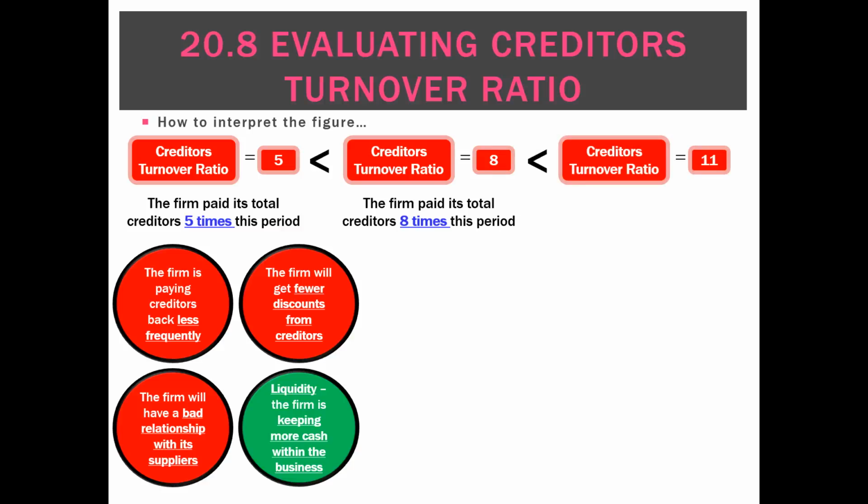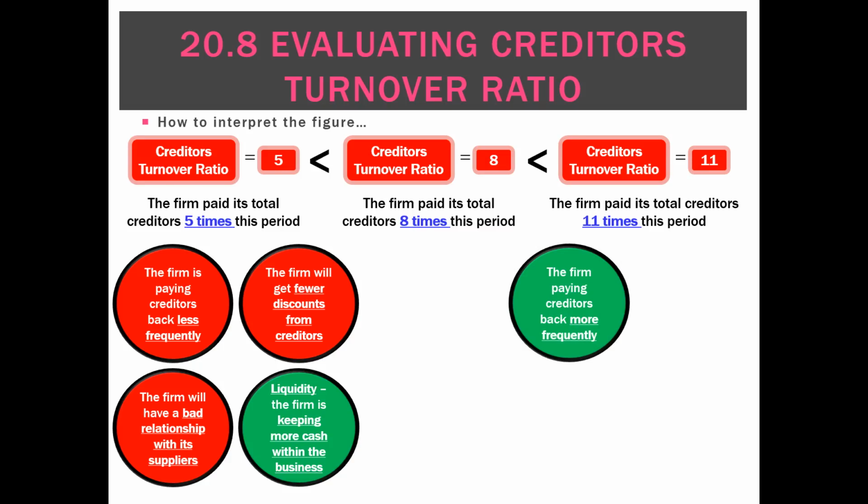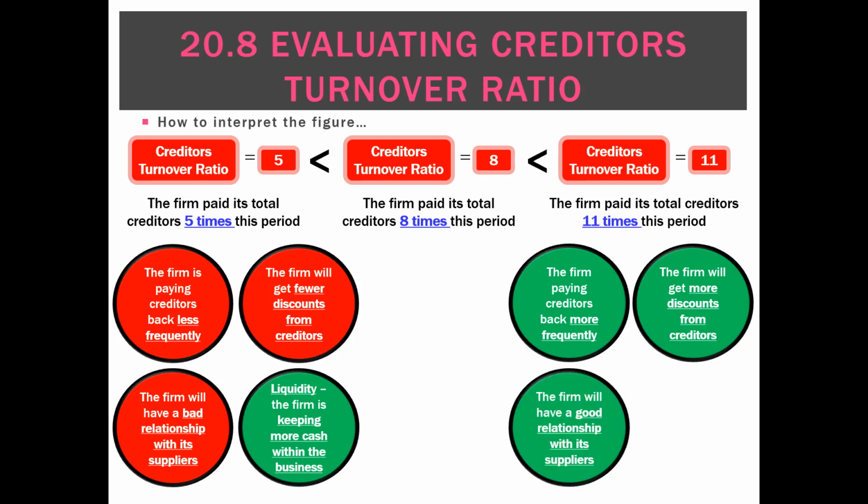If the ratio went up to 11, that means the business paid its creditors on average 11 times this period. We'd say that means we're paying creditors back more frequently. That's probably good because we're going to get more discounts from our creditors, which will make our profit go up. We'll have a very good relationship with our suppliers, and that means they'll continue to sell on credit to us, and they might even give us bigger discounts in future. The one negative could be that we are keeping less cash within the business. If we're paying creditors back too frequently and well within our credit terms, maybe we could use the money on other things like paying back debts, taking out drawings, or paying any other expenses that are due.